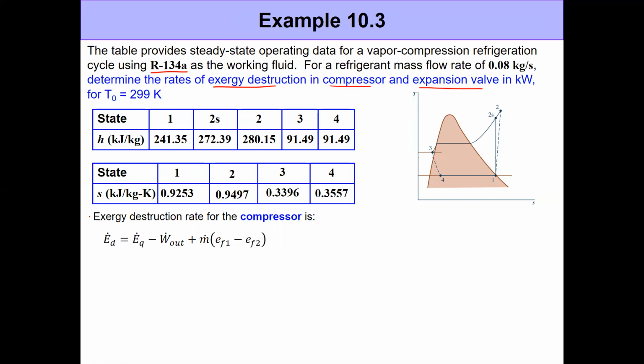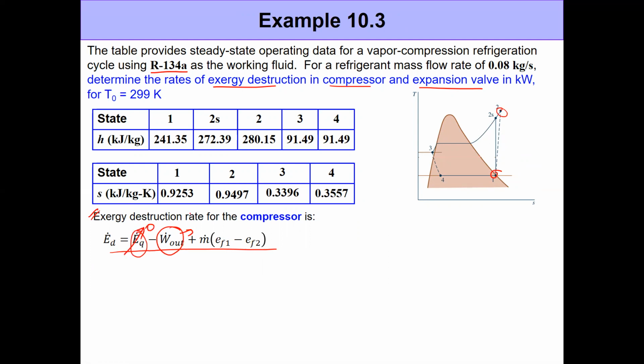So let's start with calculating the Exergy destruction for the compressor. Now, the general formula for Exergy destruction is given in this manner. So the Exergy destruction is equal to the Exergy transfer associated with heat transfer minus the work output plus m dot times the change in the specific flow Exergy, right? So EF1 minus EF2. So this is what we need for the Exergy destruction rate for the compressor, right? Because it's going from state 1 to state 2. Now in a compressor, we don't have any sort of heat loss happening.